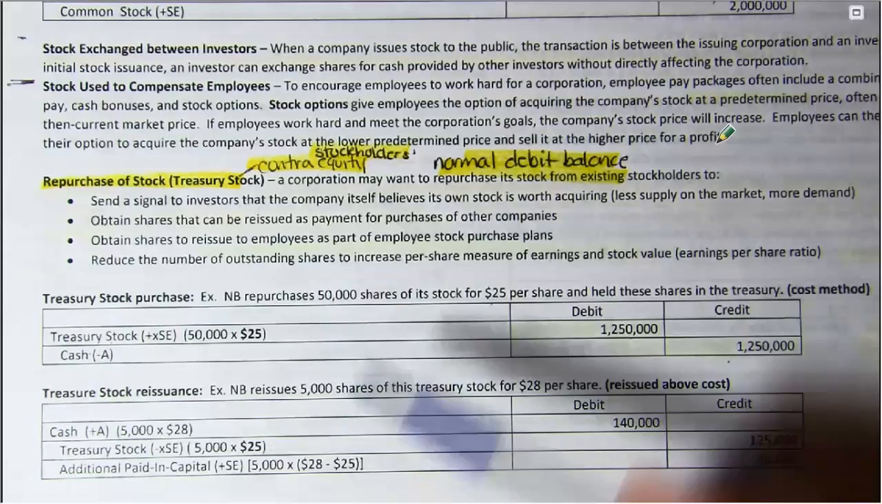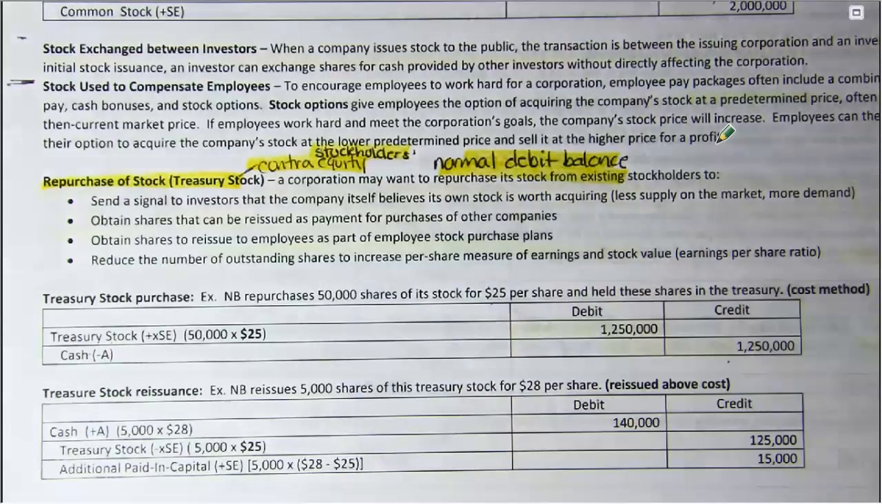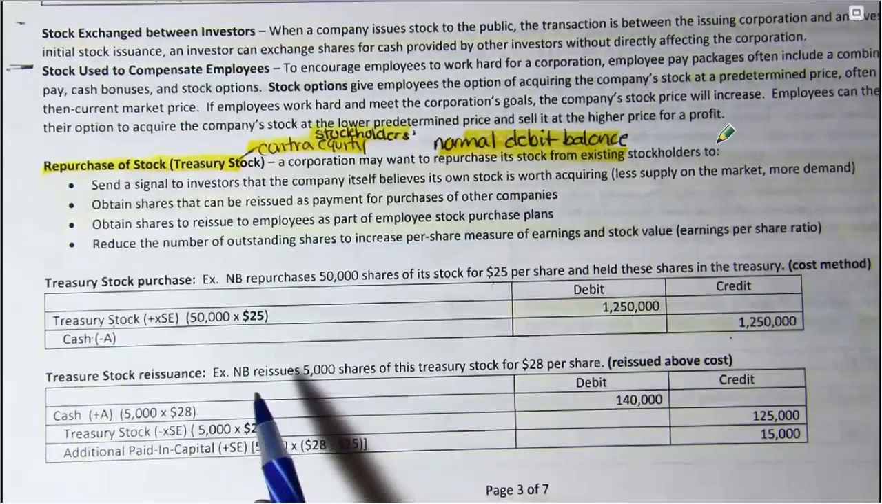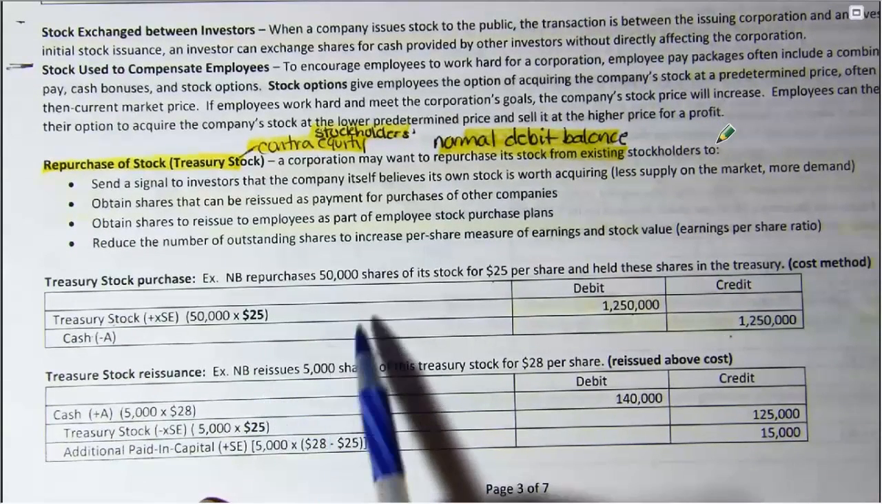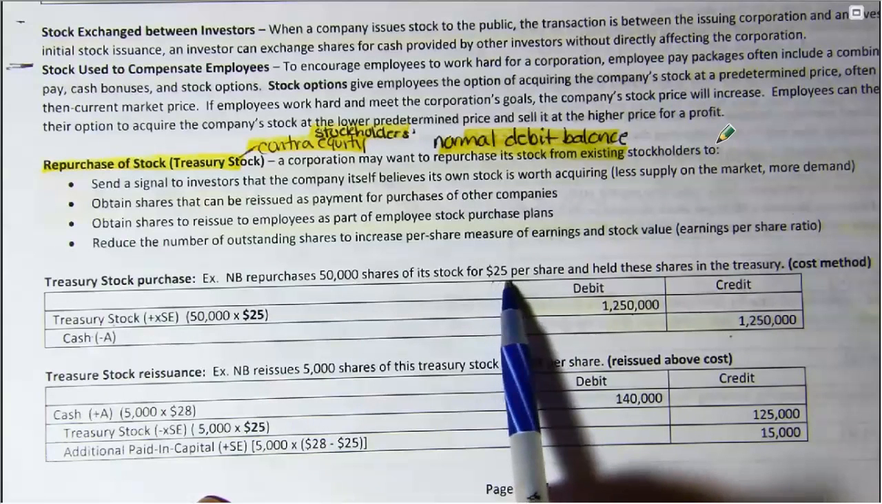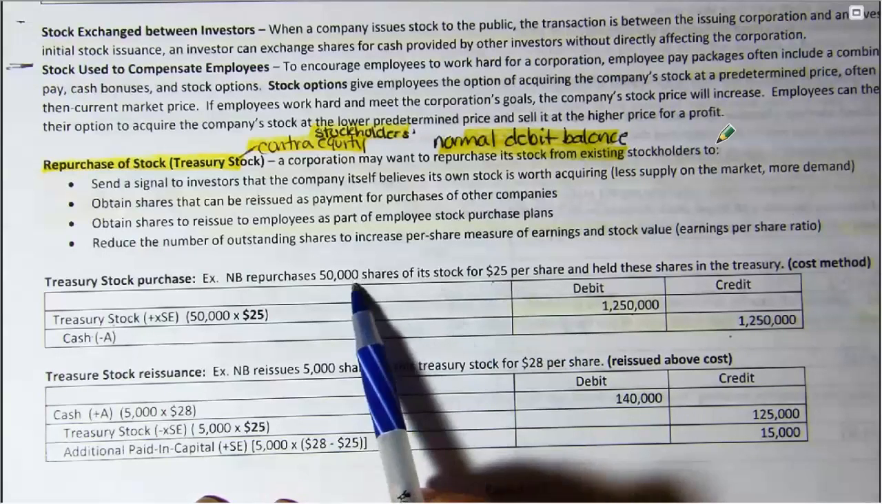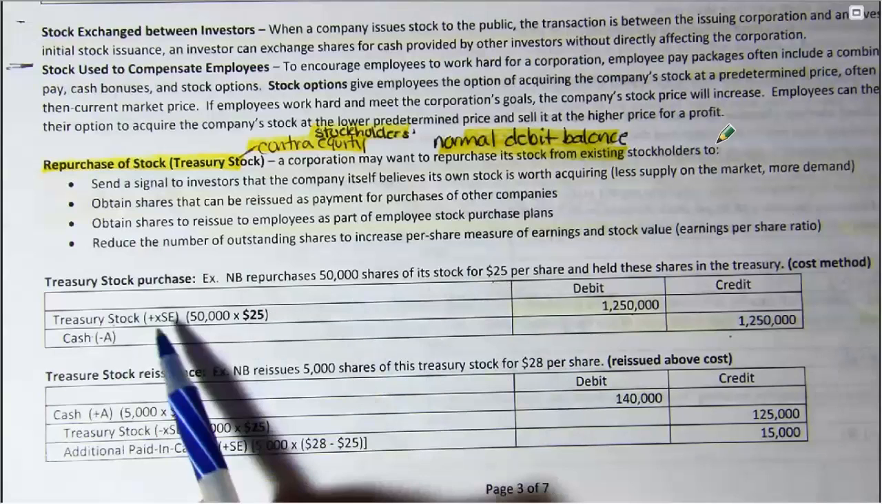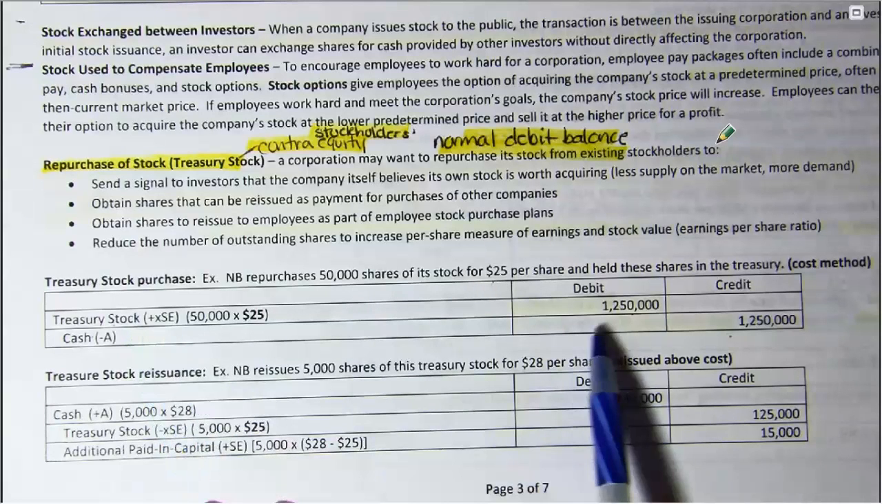So there's a variety of reasons why a company might buy back its own stock. So here's how we record it. This is called the cost method. We take the number of shares that we're buying back and multiply it by what we paid to buy it back. In this case, NB is buying 50,000 shares of its own stock at $25 a share, and they're going to hold them in the treasury. So we're going to multiply these two, 50,000 times 25. We're going to debit treasury stock for 1,250,000.